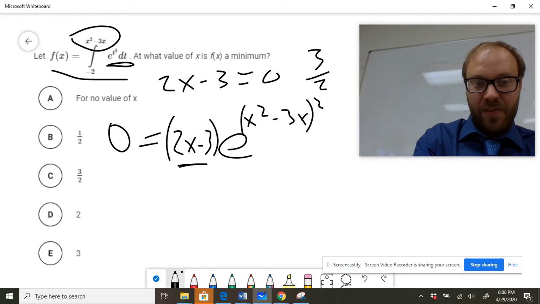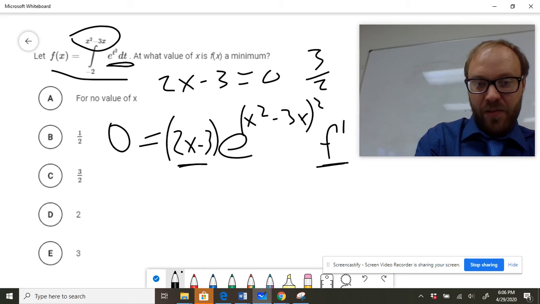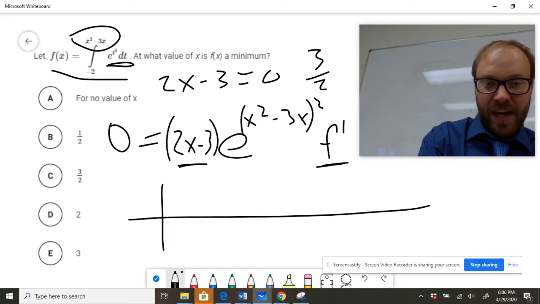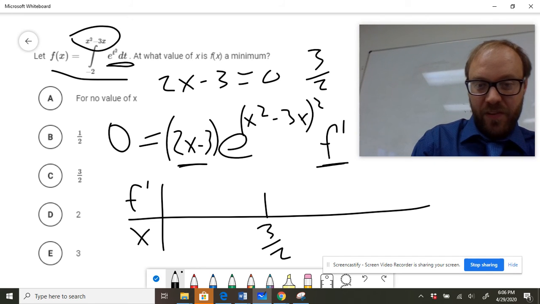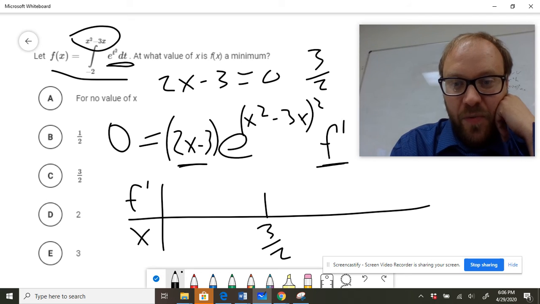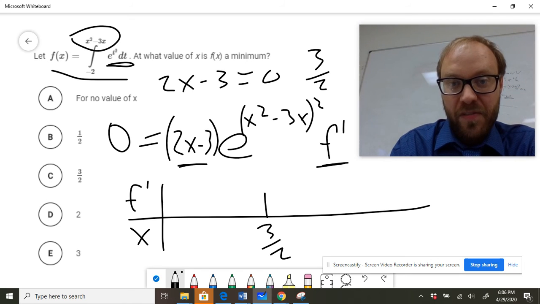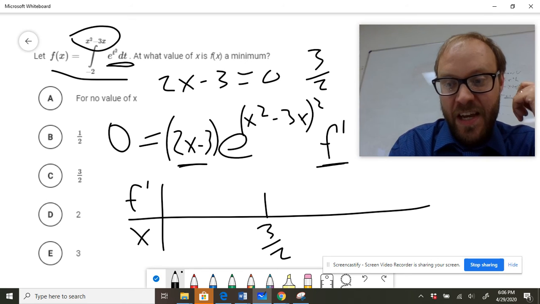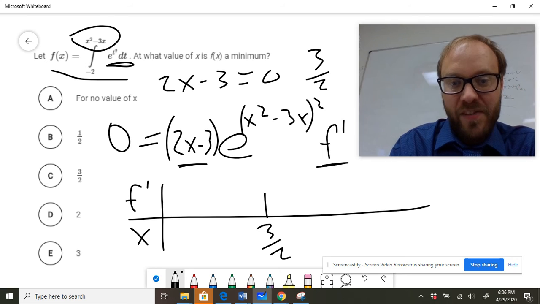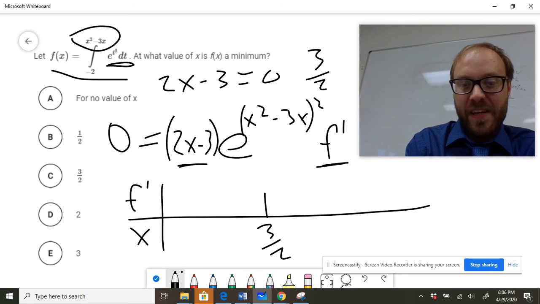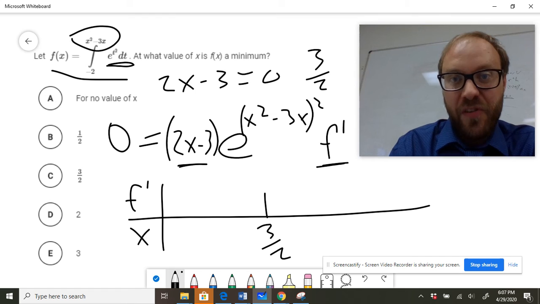And then we can put together a number line here. Now remember, this is f prime, okay? I erased that earlier, but we can put together a number line here and look at what's going on. And so we've got 3 halves here, and we want to look at what's happening to the left of 3 halves, and we want to look at what's happening to the right. Remember, we want to know if the function's increasing or decreasing to determine if we have a relative minimum or maximum.